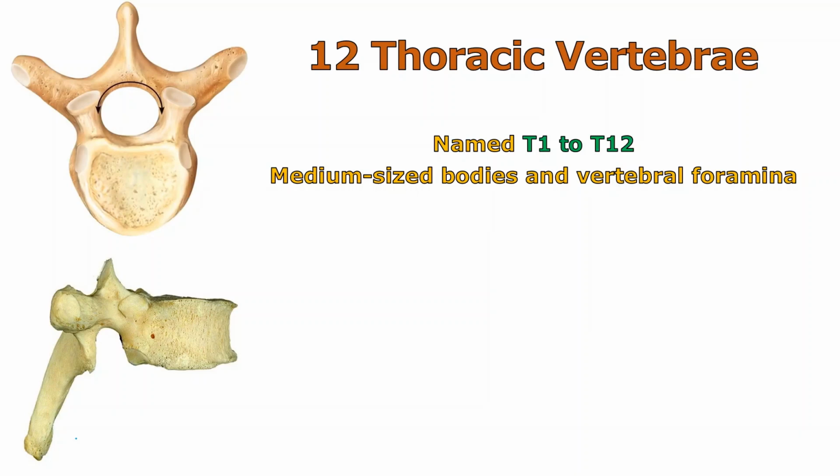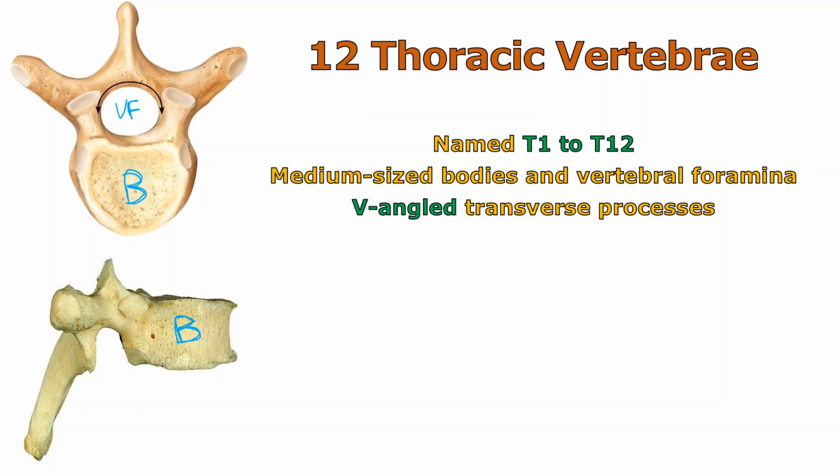They have a medium-sized body. I'll put the B here so we know there's a body. And I'll put the B here on this vertebra so we can see it from the lateral aspect as well. And medium-sized vertebral foramina. I can see it in this one, of course, but I can't see it in the one down below. But remember, as we go down the vertebral column, the bodies will get bigger and bigger, and the vertebral foramina will get smaller and smaller. When we're in the middle section of the T's, we can say they're both medium-sized at this point.